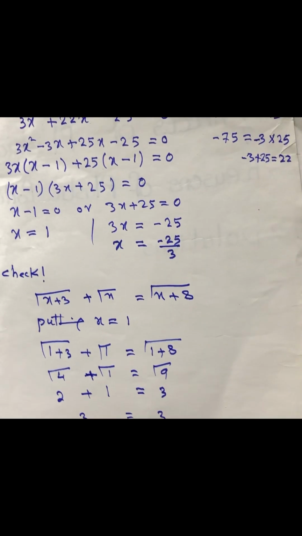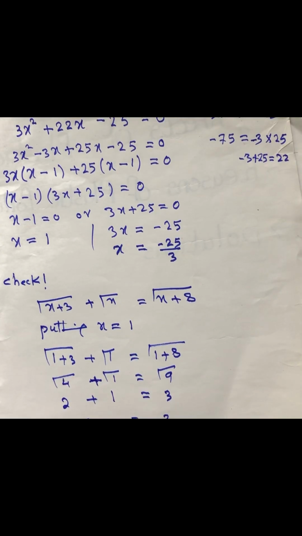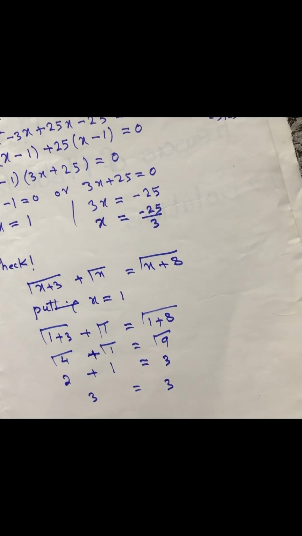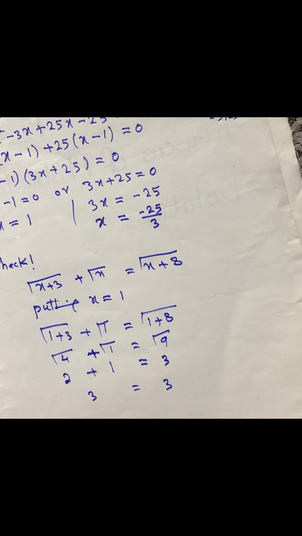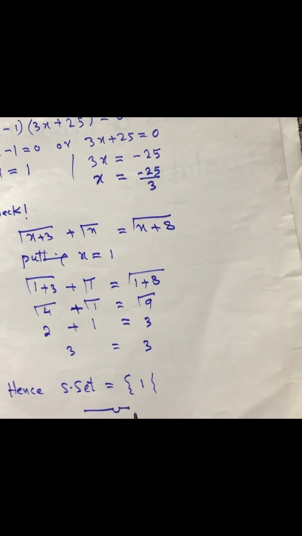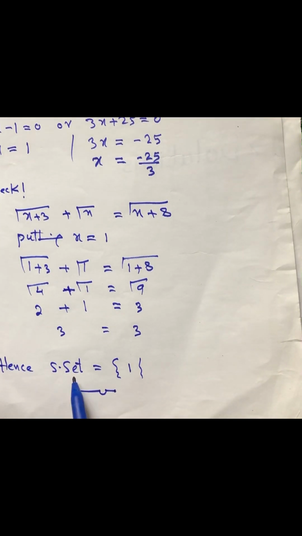It is clear that when x is equal to 1 it comes true, both sides come equal, hence the solution set is 1. Question is over from here. Our solution set is what? Hence our solution set is 1, because after putting the value of x as 1 it comes true. So this is the answer.